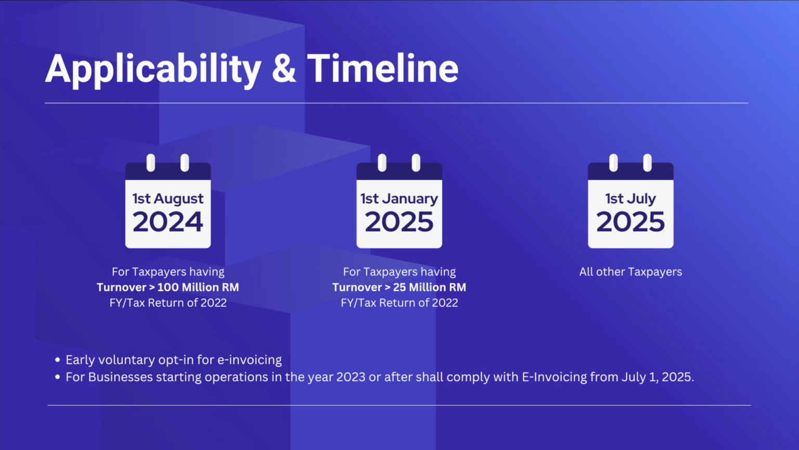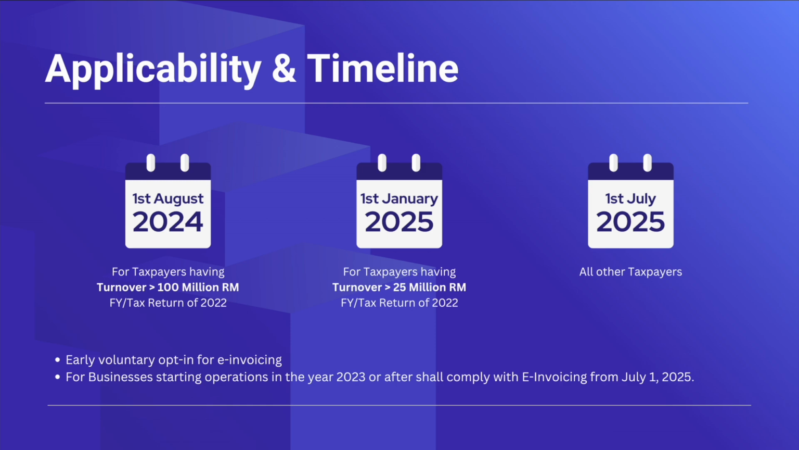There is an option for voluntary opt-in for e-invoicing if the applicability is not yet there for your business entity, and if your business has started after the 2022 financial year, then July 1st 2025 is the applicable date for your company.